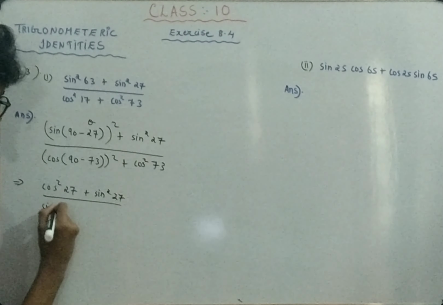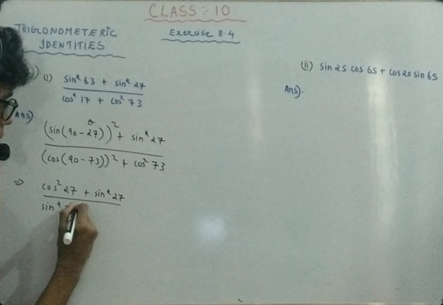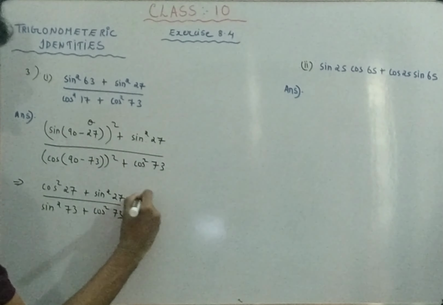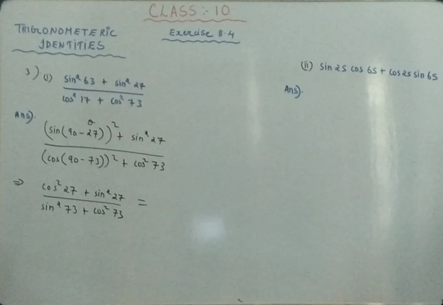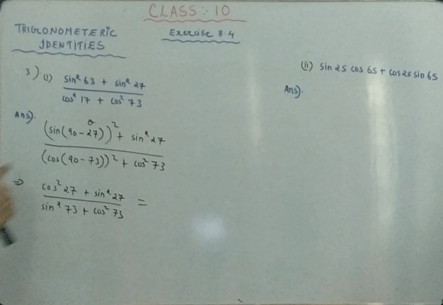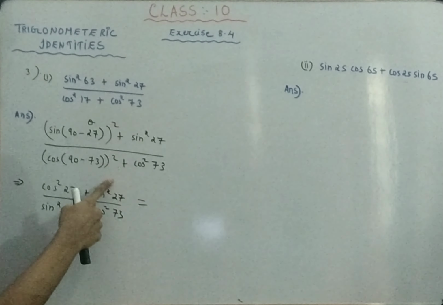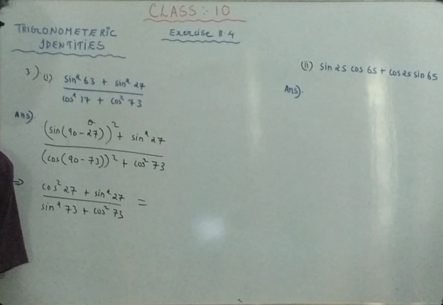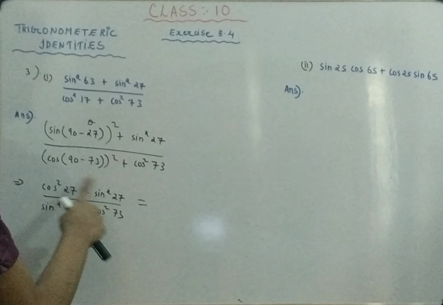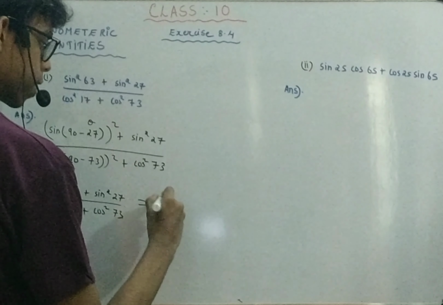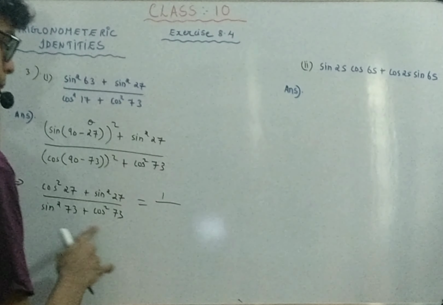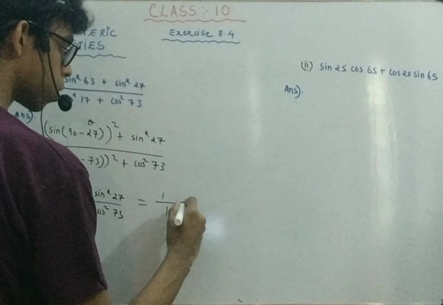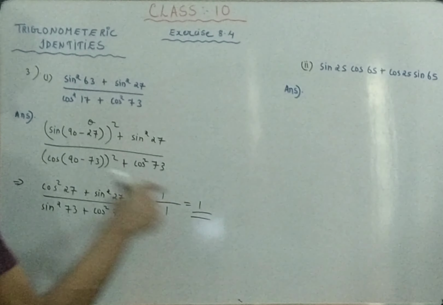Okay, so we can write sine square 73 plus cos square 73. Okay, now if you see over here, the numerator is of the form sine square theta plus cos square theta, and we know that according to our identity നമുക്കറിയാം sin square theta plus cos square theta എന്താ is equal to 1, divided by again sin square theta plus cos square theta, again it is equal to 1, so you will be getting the answer as 1.